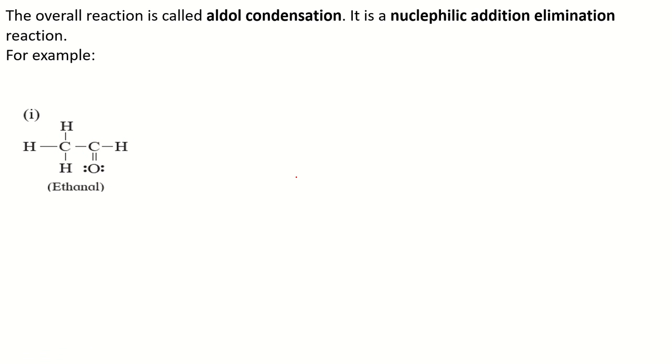When this ethanal, or twice of ethanal, both are the same, reacts with the aqueous alkali like sodium hydroxide, NaOH dissociates and forms the sodium plus and OH minus ion. This one is negative and this one is positive.